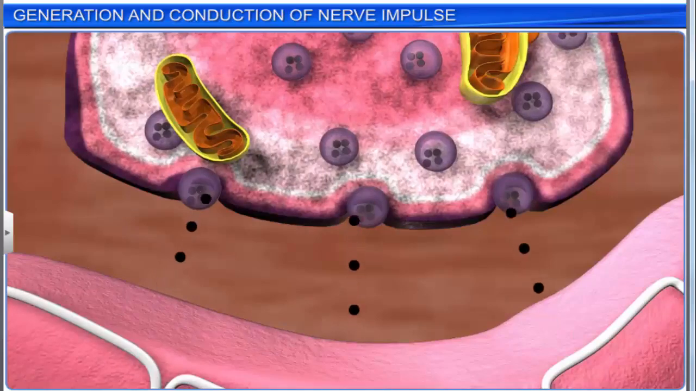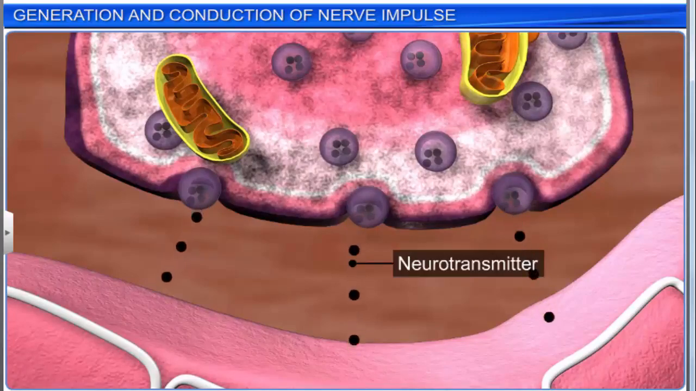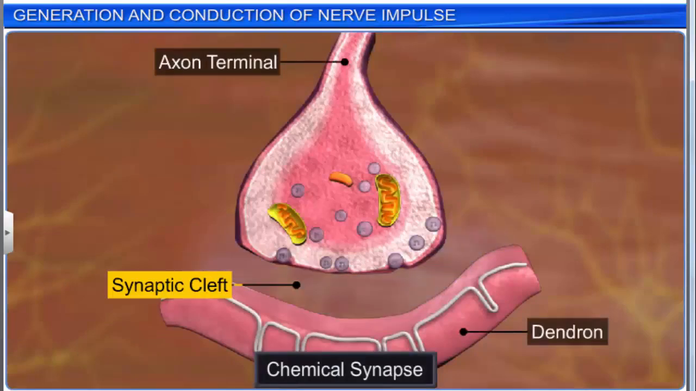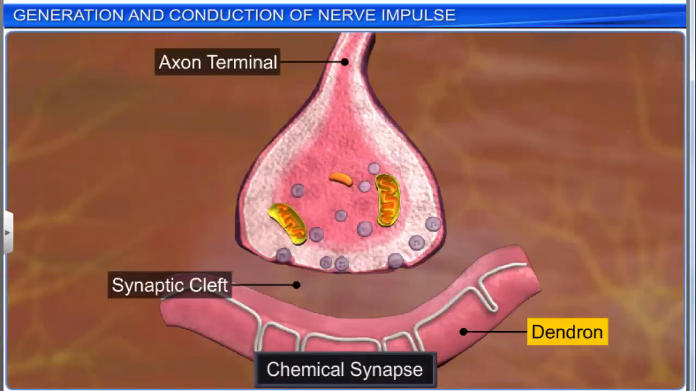Each synaptic vesicle contains neurotransmitter chemical molecules such as acetylcholine. The synaptic cleft is a fluid-filled gap between the axon terminal and the dendron of another neuron. So, there is no protoplasmic continuity between neurons.